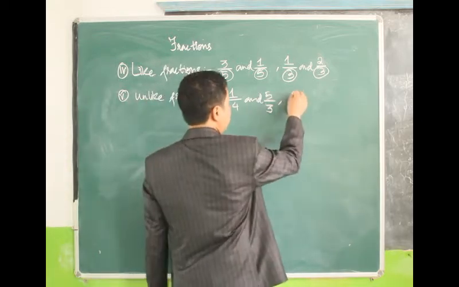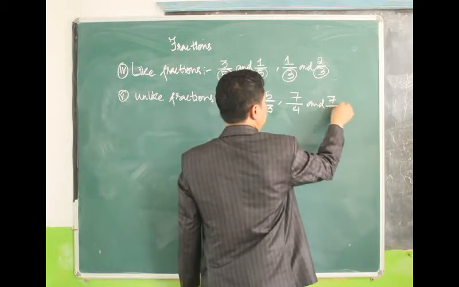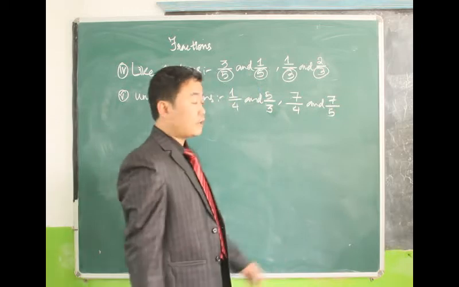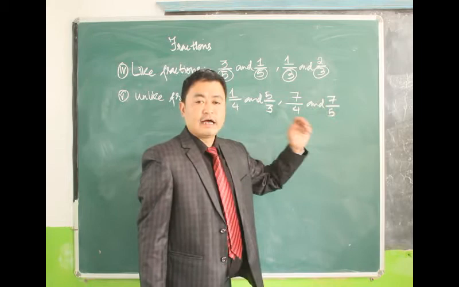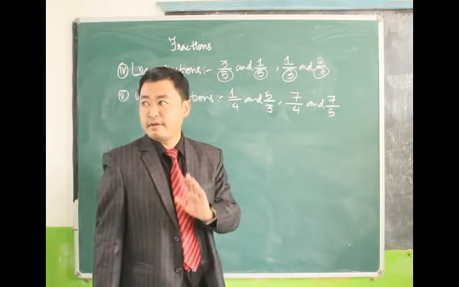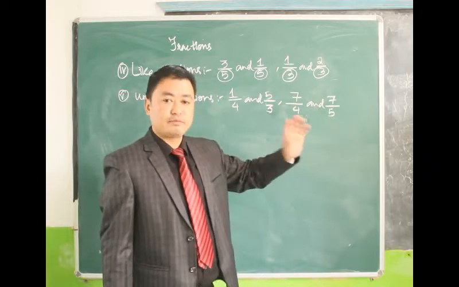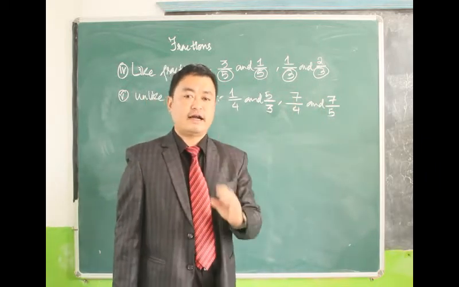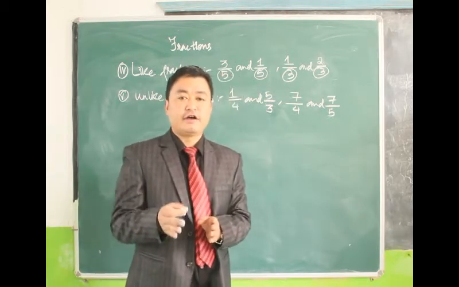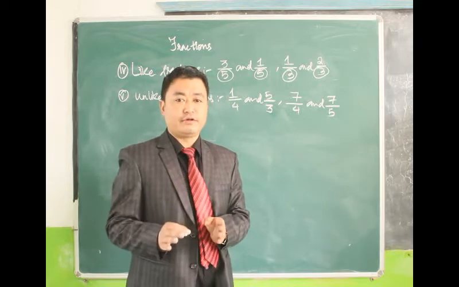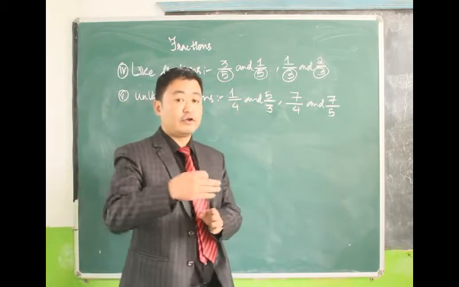Let's go with another example. Suppose I have written 7 divided by 4, and another one is 7 divided by 5. What happened here is that we have the same numerator, but different denominators. We don't care about the numerator, remember that. Same numerators but different denominators, those are unlike fractions. Like and unlike fractions can only be distinguished by the denominator. That's it. We will discuss more when we do the calculations of fractions.